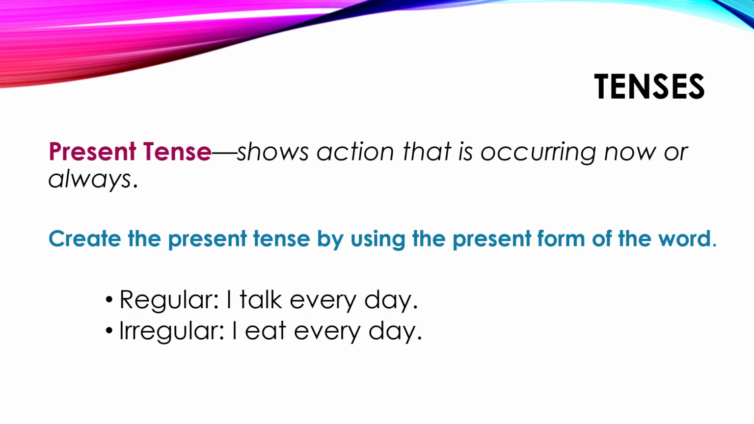The present tense shows action that is occurring now or always. So you create the present tense by using the present form of a word. A regular verb would be like I talk every day. An irregular verb would be I eat every day. And eat is irregular because the past tense of it changes the rules and is ate instead of eated.